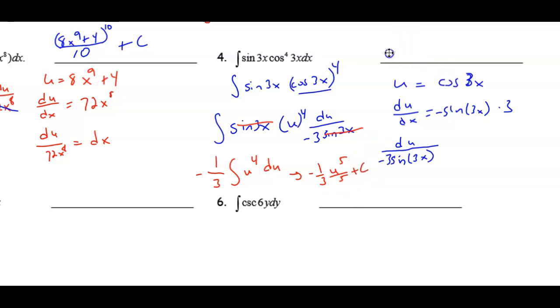So when we plug back our u into the equation, I'm going to simplify this to negative 1/15. So negative 1 over 15 u to the fifth, or cosine of 3x to the fifth plus c.